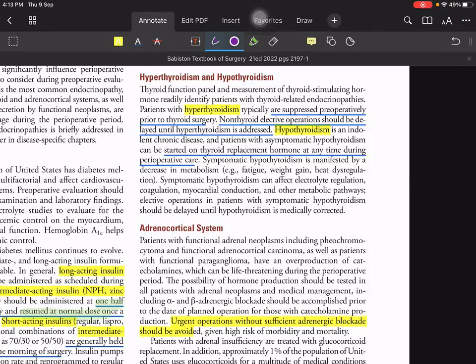And hypothyroidism, what is the rule? Hypothyroidism is an indolent chronic disease, and a patient with asymptomatic hypothyroidism can be started on thyroid replacement hormone at any time during the perioperative care. We can start thyroid replacement hormone at any time in case of hypothyroidism. But in hyperthyroidism, you should decrease the thyroid hormone, and only after that go for surgery. That is the rule. But in hypothyroidism, we can start thyroxine replacement anytime.